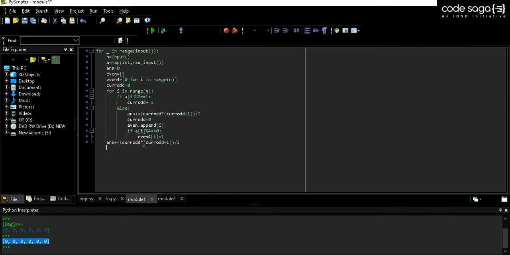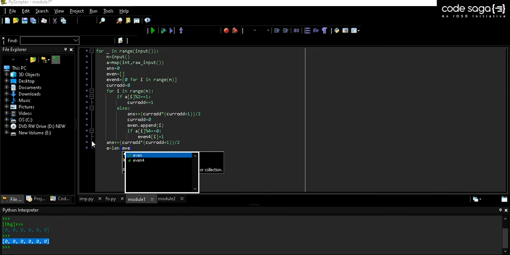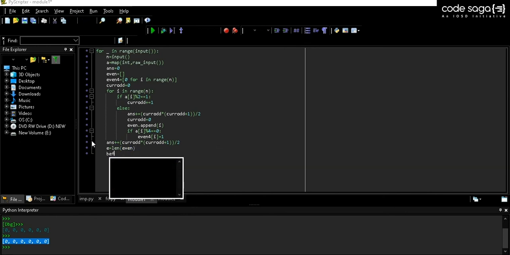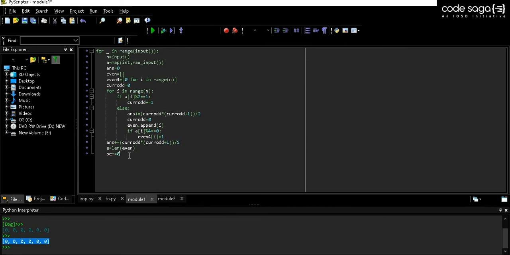So now that we have found it for the odd numbers, now we have to find it for the even numbers. So how do we find it for the even numbers? I'll declare an integer here equal to len of even, which is the number of even elements in the array, and we'll have bef equal to 0. Now I'll explain to you what bef is later on when I reach the uses of this variable.